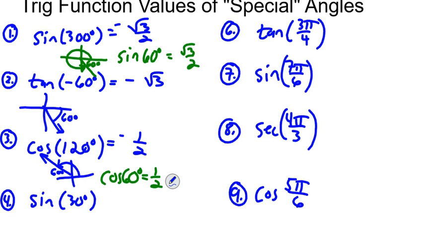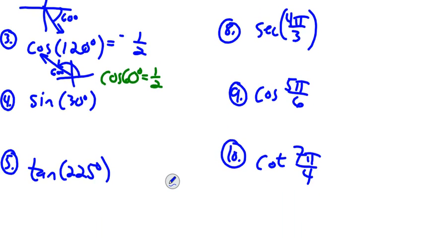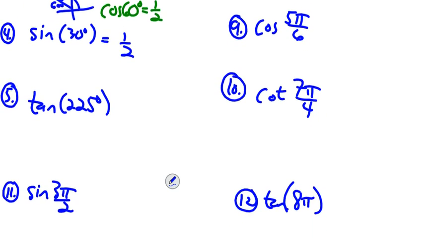Sine of 30. Oh, that was an easy one. That was in quadrant 1. So we already know the sine of 30 is 1/2. Same as the cosine of 60. And that has to be positive because it's in quadrant 1.